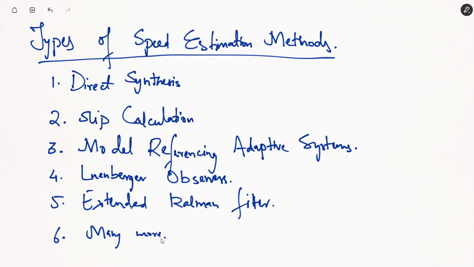So there are a number of sensorless control strategies that are available in literature right now. Some of these are the direct synthesis method, the slip calculation method, MRAS, Luenberger observer, extended Kalman filter, and some others. So let's see them one by one.